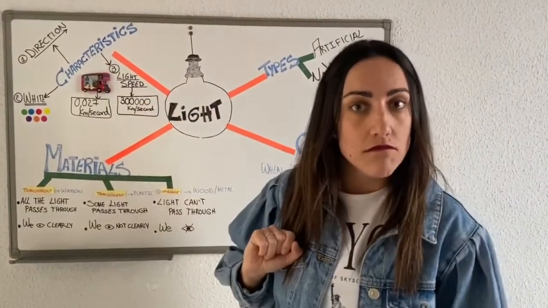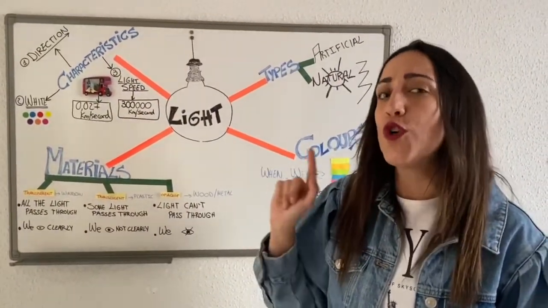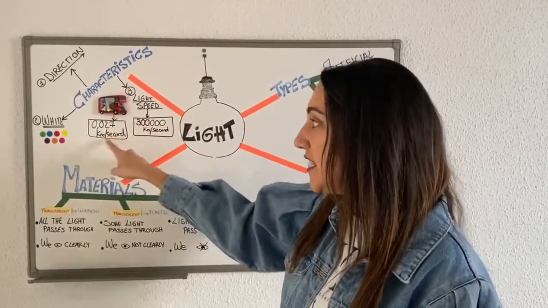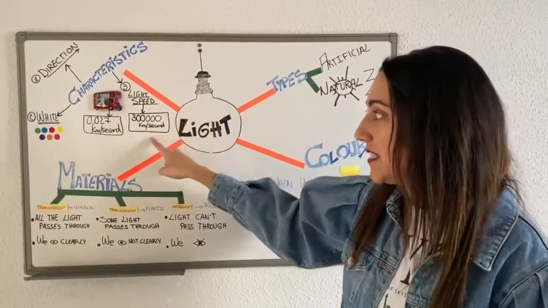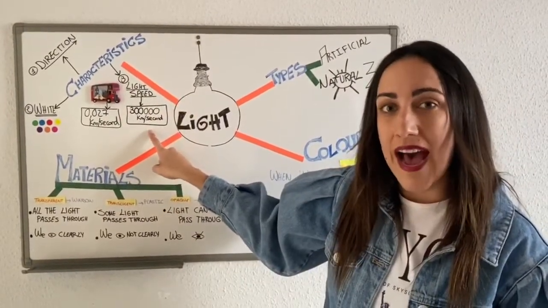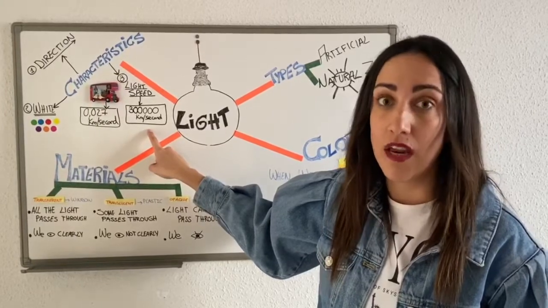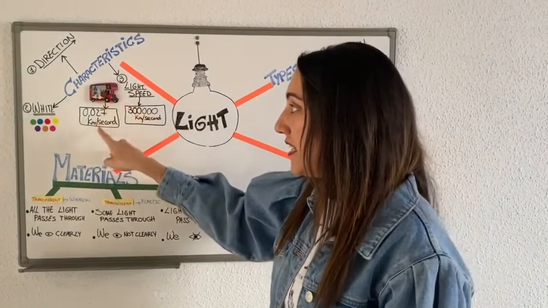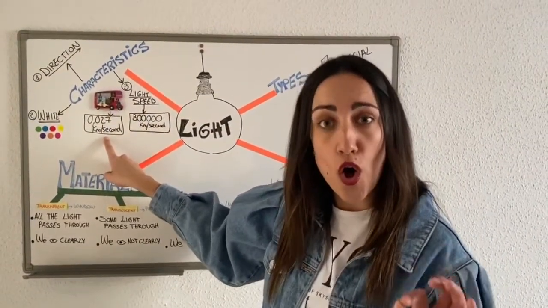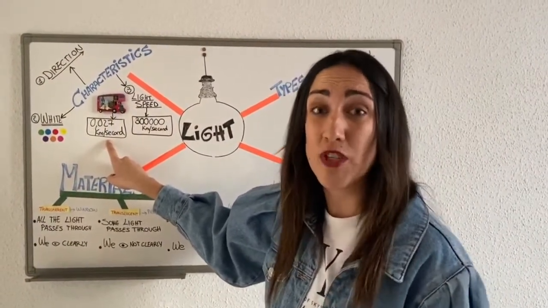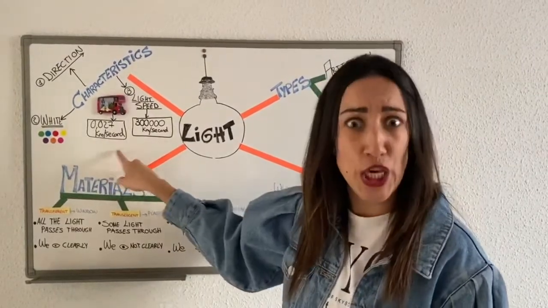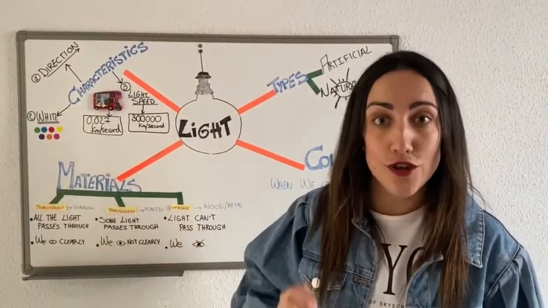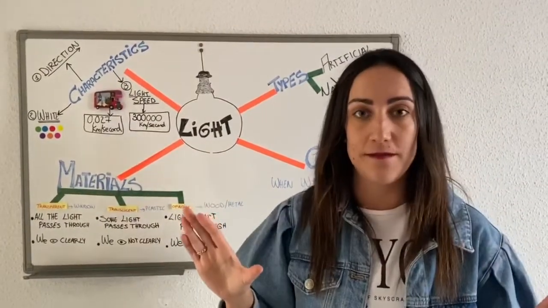Okay, now let's talk about the light speed. Is it fast or not? Well, we're going to compare the light speed and the bus speed. As you can see here in the mind map, the light travels at 300,000 kilometers per second. However, the bus travels at 0.027 kilometers per second. Can you see the huge difference? So the light is the fastest thing in the universe.